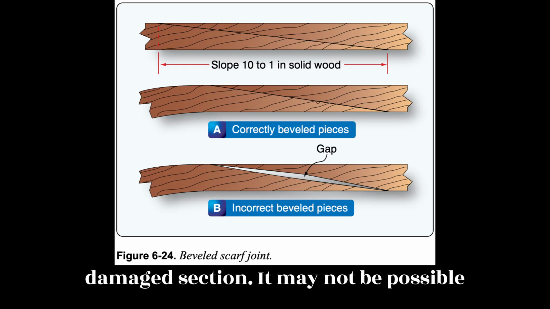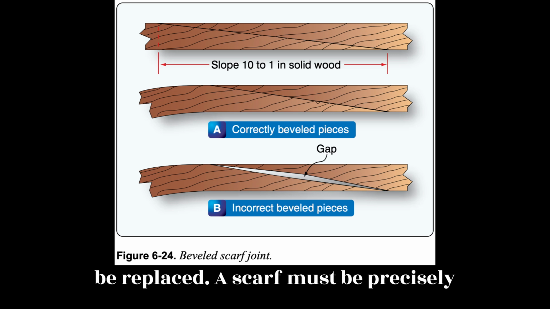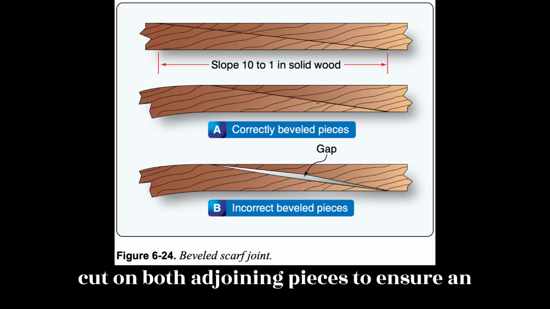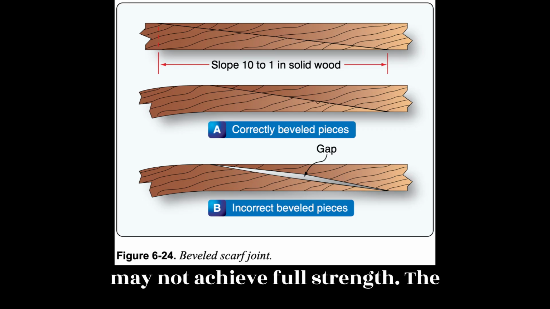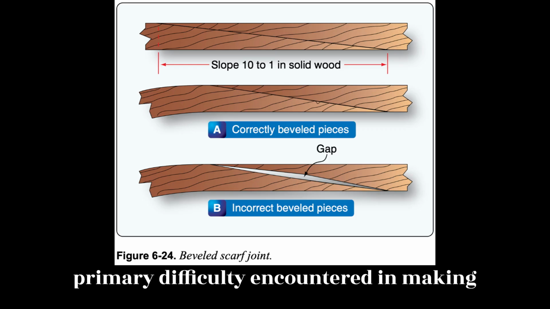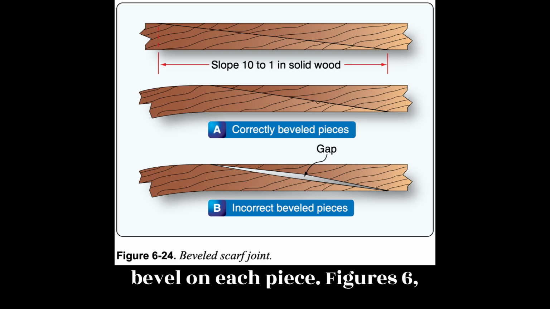It may not be possible to utilize a scarf repair where recommended, so the component may have to be replaced. A scarf must be precisely cut on both the joining pieces to ensure an even thin glue line, otherwise the joint may not achieve full strength. The primary difficulty encountered in making this type of joint is obtaining the same bevel on each piece.